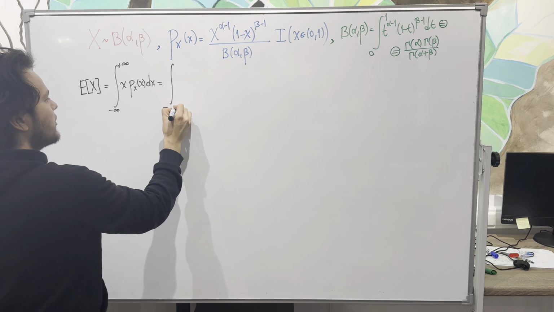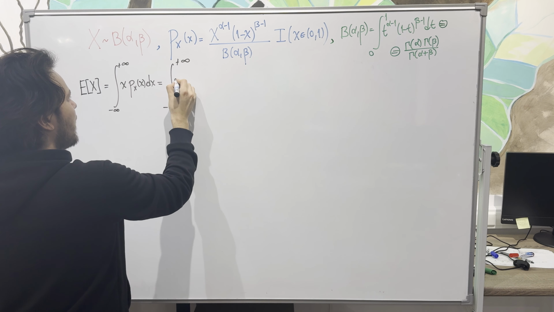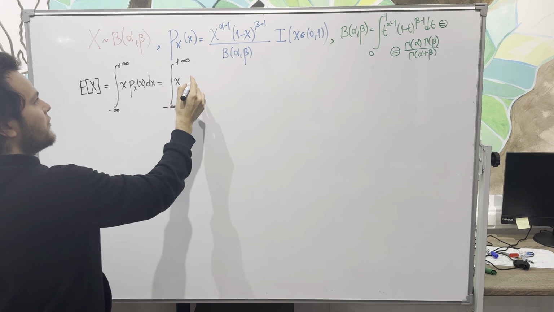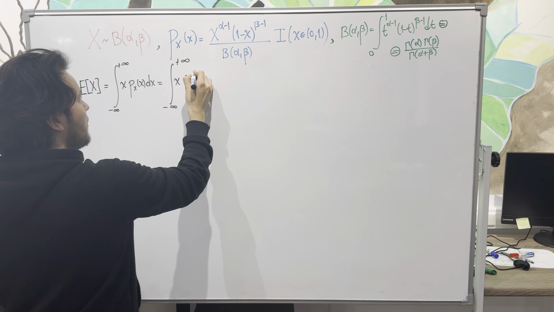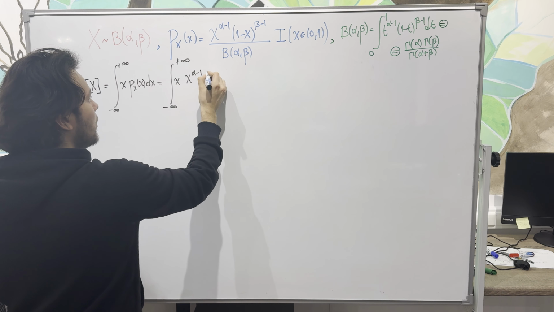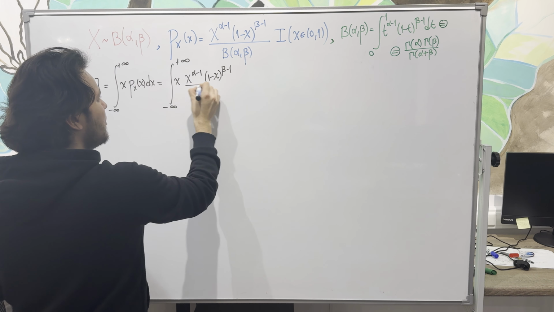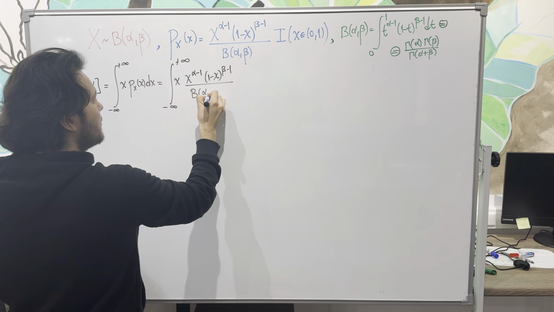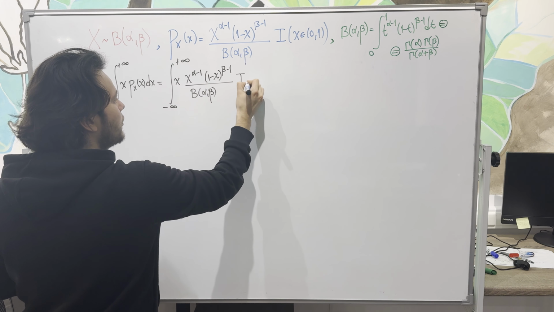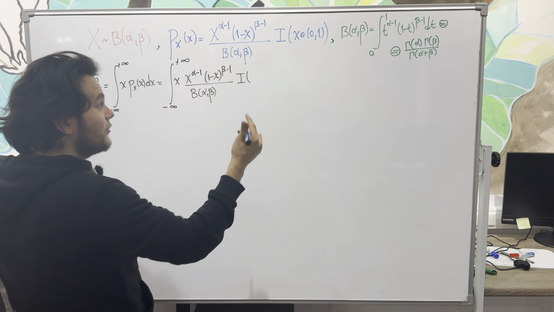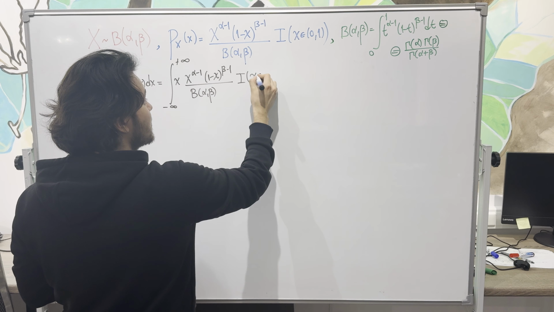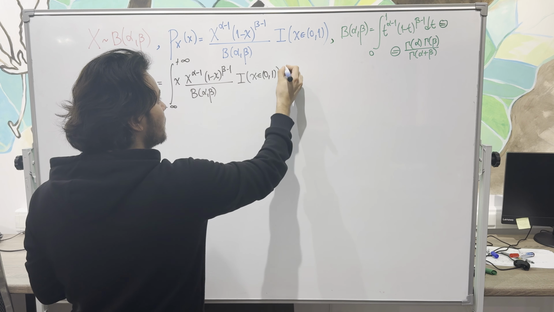We have the integral from minus infinity to plus infinity of x by the PDF. The PDF is equal to this, so x to the alpha minus 1, 1 minus x to the beta minus 1, divided by the beta function of alpha and beta, and the indicator function that x is from 0 to 1, dx.